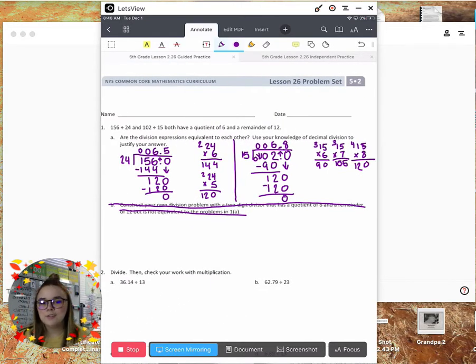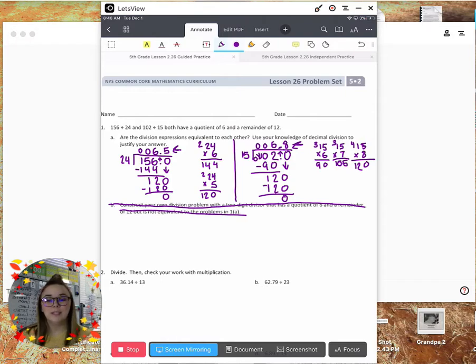So the expressions are not equivalent, right? We know that because 156 divided by 24 gives us 6 and 5/10, whereas 102 divided by 15 gives us 6 and 8/10. Even though both of their quotients are 6 with a remainder of 12, their real true answers, their full answers, are not equivalent. They're not the same.